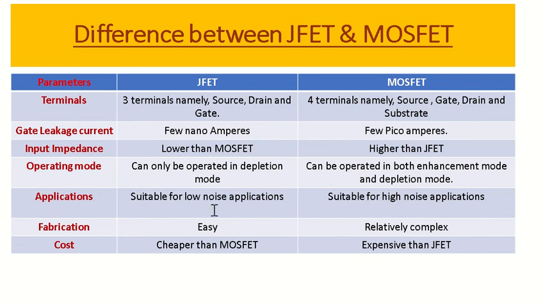Applications: JFET can be used in low noise applications, whereas MOSFET can be used in high noise applications. Fabrication is easy in case of JFET, as it has only 3 terminals and there is no substrate concept, whereas in case of MOSFET it is relatively complex. On cost, JFET is cheaper than MOSFET. Obviously, since MOSFET manufacturing is a bit complex, it is more expensive than JFET. So this is about this.